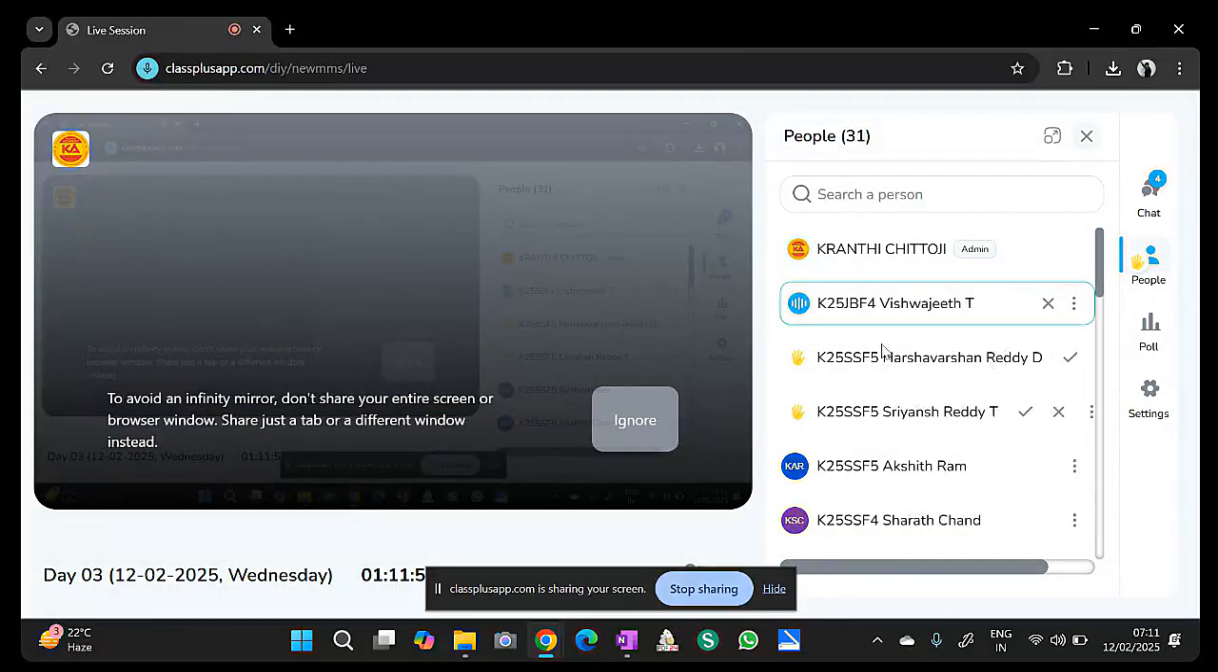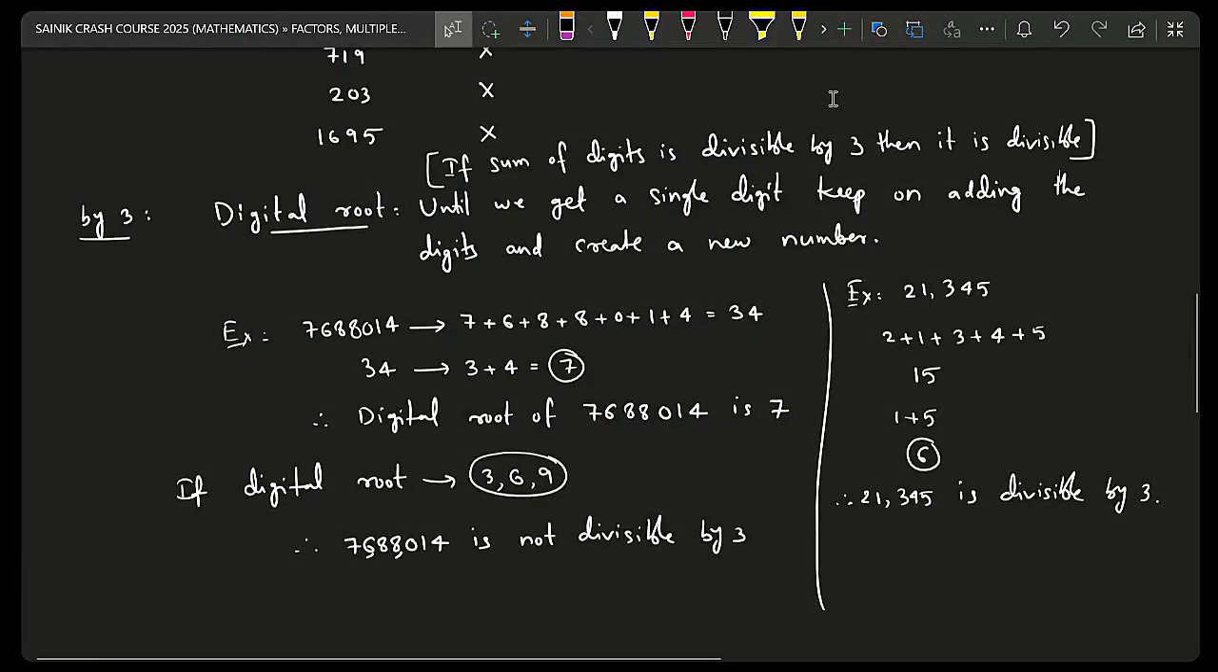Yes, sir. Vishwajit, what is your doubt? Sir, example 2, please explain again. Example 2. Where is example 2? That is 21,345. Yes. What is the sum of the digits, Vishwajit? 2 plus 1 plus 3 plus 4 plus 5. Yeah, if you add all of them, you get 15, right? Yes, sir. Is 15 divisible by 3?